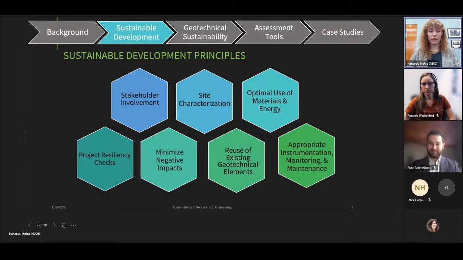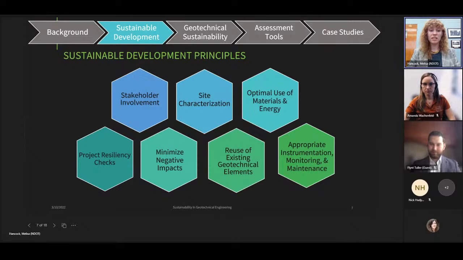Stakeholder involvement is important. Engineers should involve the stakeholders early with plans of incorporating sustainability into the development. This collaboration is important to successfully incorporate the sustainability and keep them in the loop on what our goals are and how they can align with the client's goals as well. Site characterization: appropriately picking the right site and understanding the different aspects of the site will help us pick the right alternatives for the development.